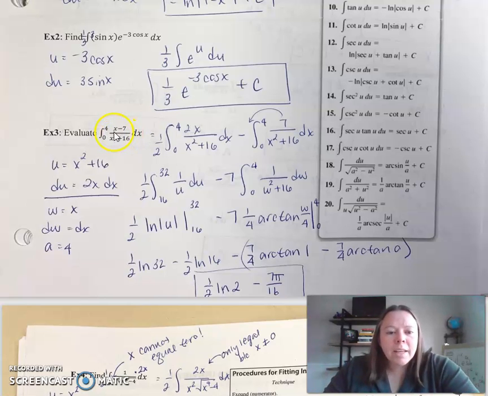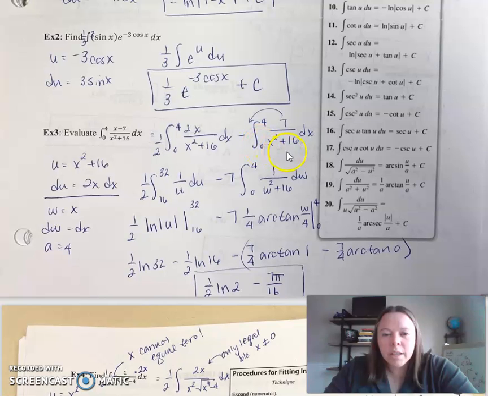Well, I could easily take this fraction and break it up into 2. So I distribute that denominator to the 2 terms in the numerator. So x over x squared plus 16 is the first integral. And then negative 7 over x squared plus 16 becomes the second integral. So now this substitution I can use with this first integral by just putting a 1/2 in front, and I'm in business. So this is what I'm using for this first integral.